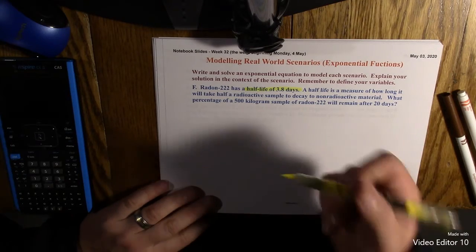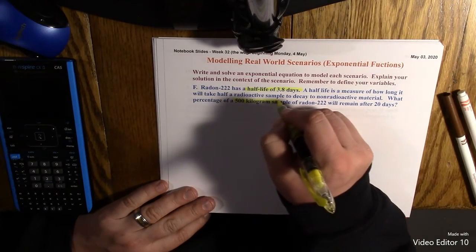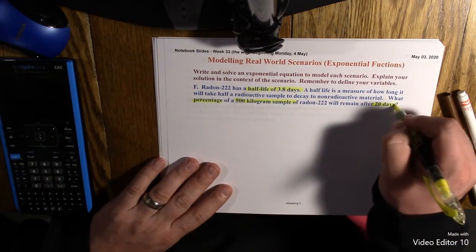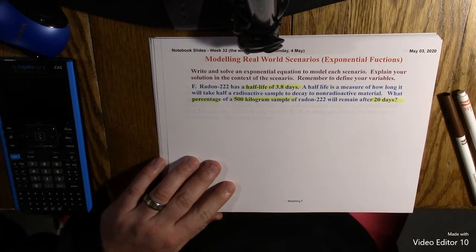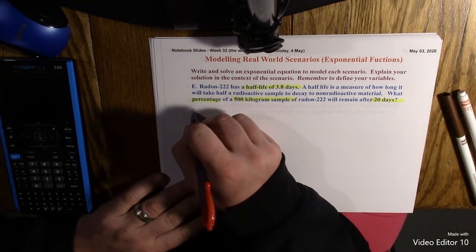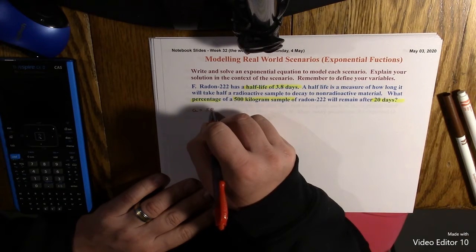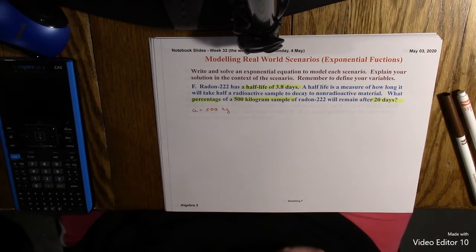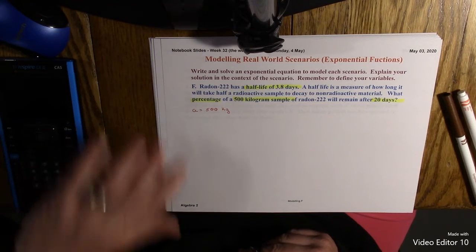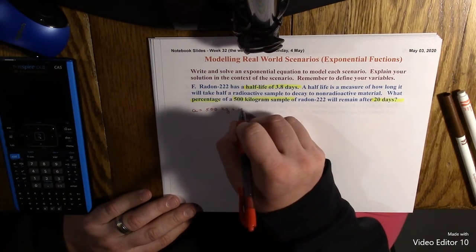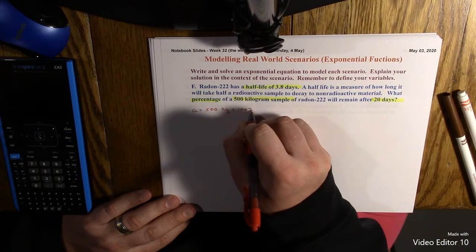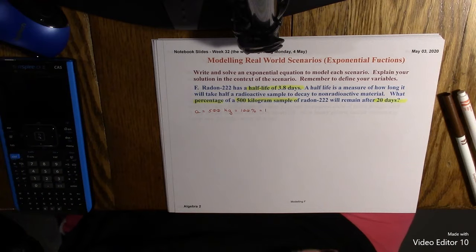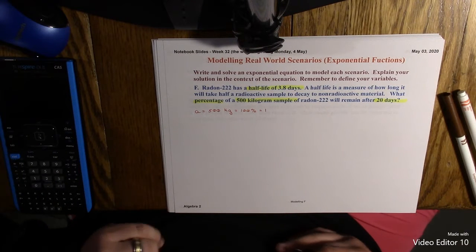So we know that there was a 500 kilogram sample, and we want to know the percentage of that sample remaining after 20 days. You might think right off the bat that 500 is our initial condition, after all, there was 500 kilograms of the radon. However, it does ask for percentage. So that 500 kilograms represents 100%, or 1 when written as a decimal. This actually simplifies the problem and makes the math a little bit easier for us.